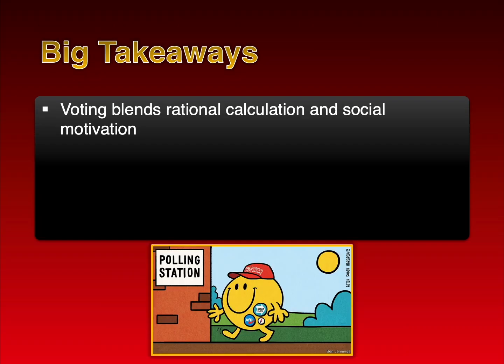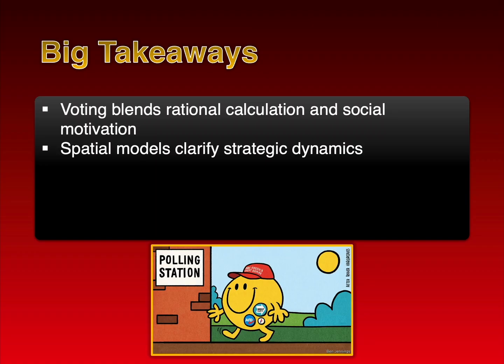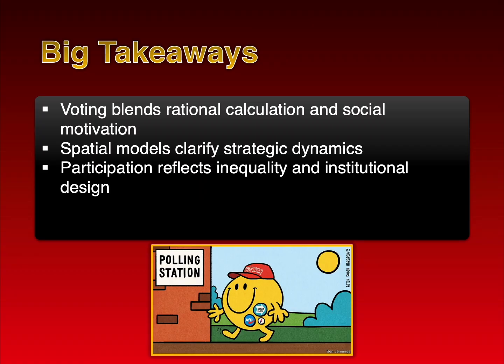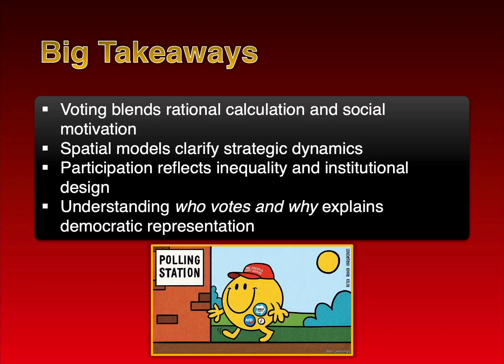So big takeaways here. Voting behavior emerges from incentives, norms, and structures. Rational and spatial models reveal the logic of choice, but socioeconomic and institutional factors reveal the context in which people vote. Who votes and who doesn't shapes the direction and legitimacy of a government. In the next lecture, we're going to expand beyond voting and talk about other forms of political participation like protest, volunteering, and activism, and explain how people engage in democracy beyond voting.